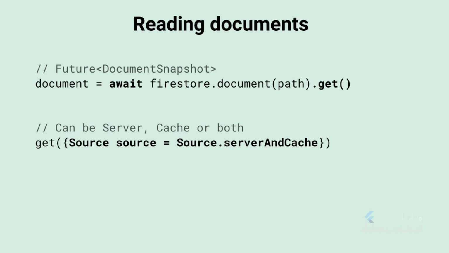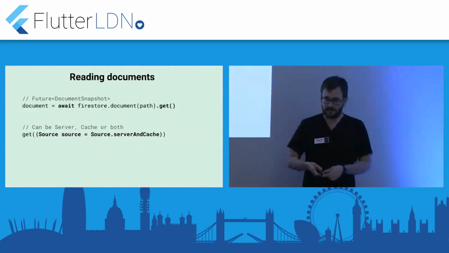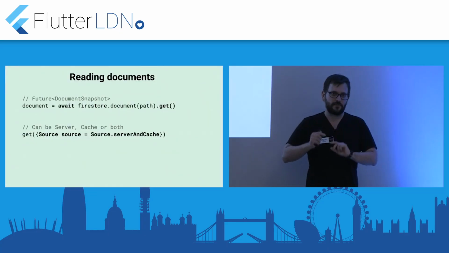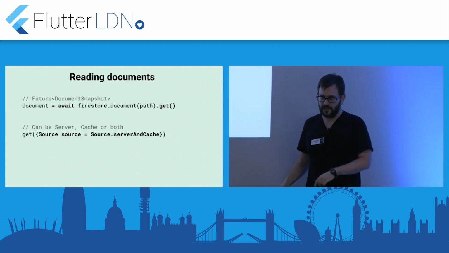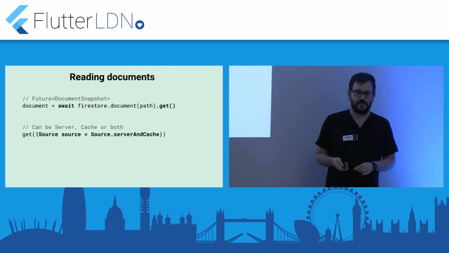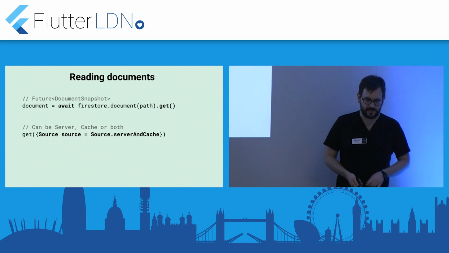Also interesting is that get accepts a source where you can say, I want to get data only from online, or I want to get data only from my device. And be careful, because if you select server to be sure about it, it will throw an exception if your device is not online. The other way, if your device is not online, you will always get the cache. So be careful about changing that.